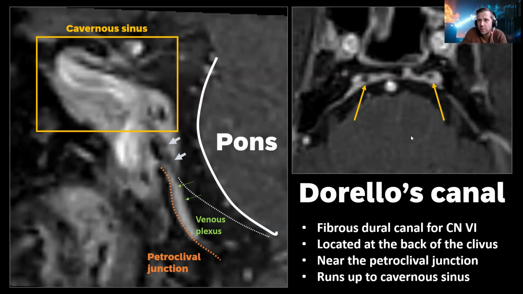It's very important because the abducens nerve is very firmly fixed in Dorello's canal, and that will become important in situations like trauma or in situations with an increased intracranial pressure. Because the abducens nerve is so fixed in Dorello's canal, it will become very susceptible to stretch injuries, or the cisternal segment will become very susceptible to stretch injuries.